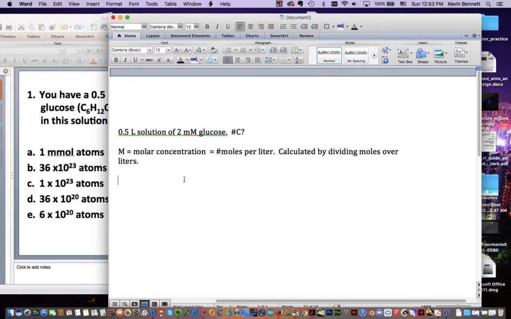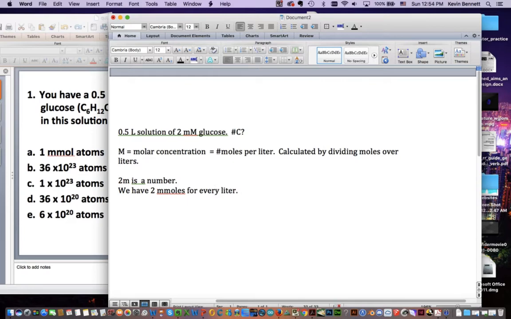So we have a half-liter solution of 2 millimolar glucose. So 2 millimolar means that we have 2 millimoles of glucose per every liter. Okay, so 2 millimoles. And the way that I think about this is I say that 2 milli is a number. Okay, so hold that there. So you say that we have 2 millimoles for every liter.